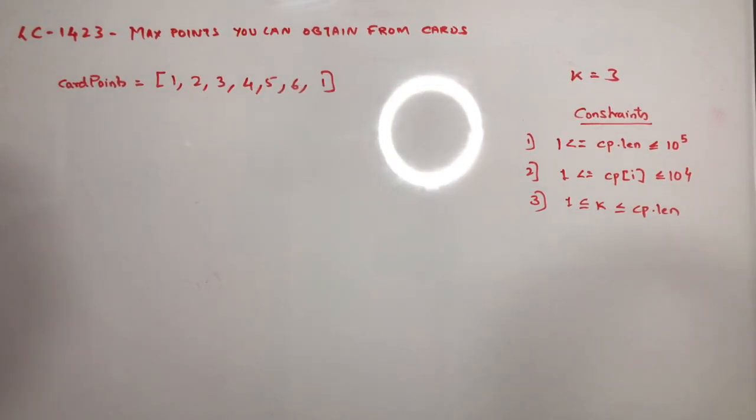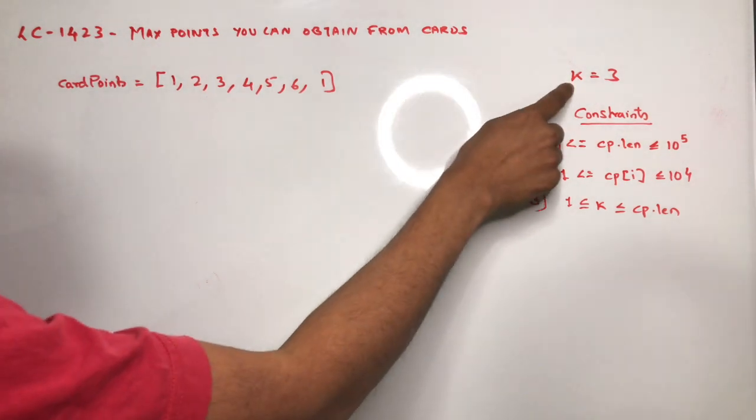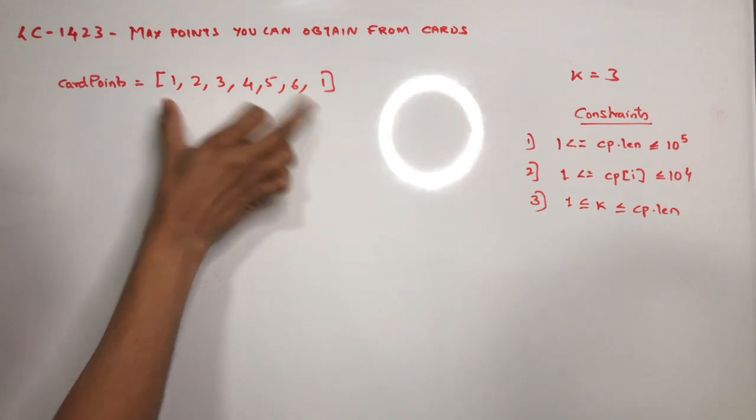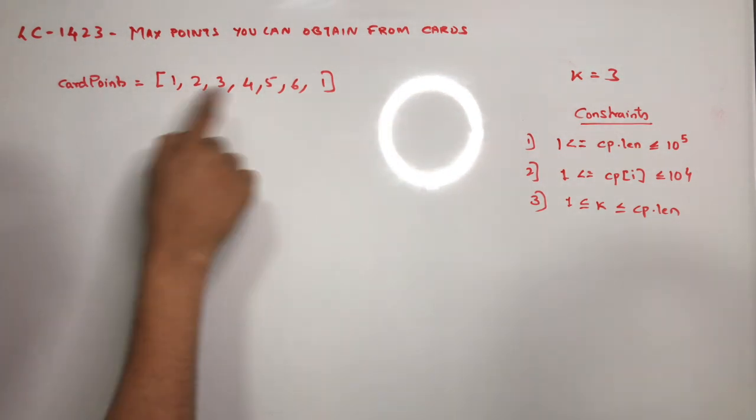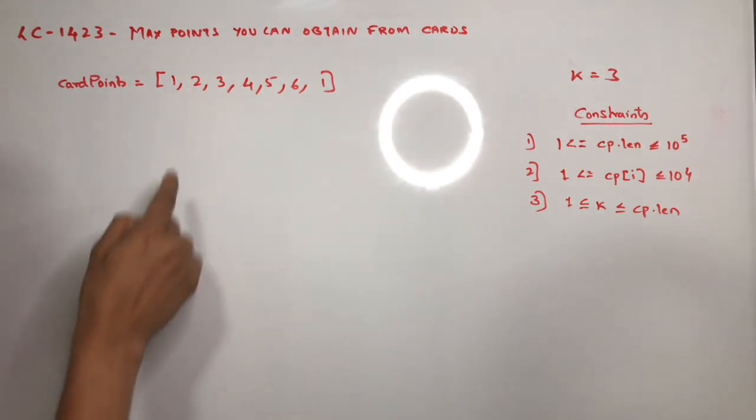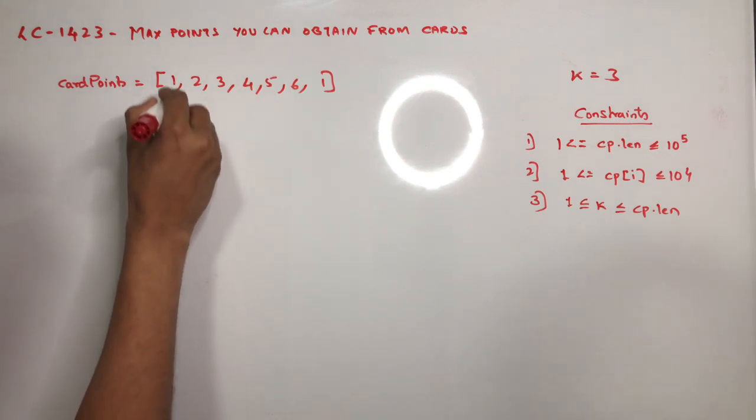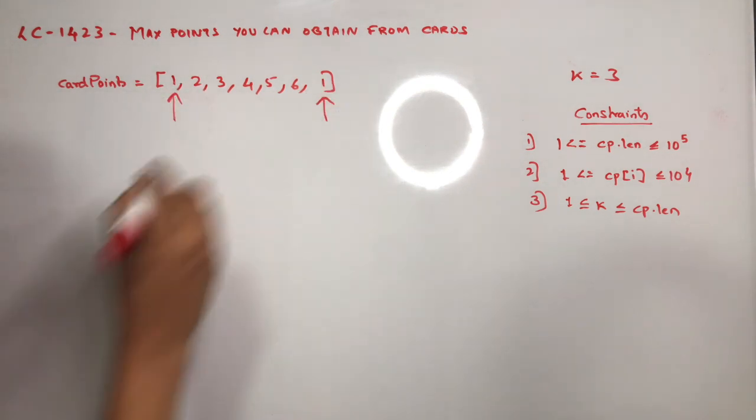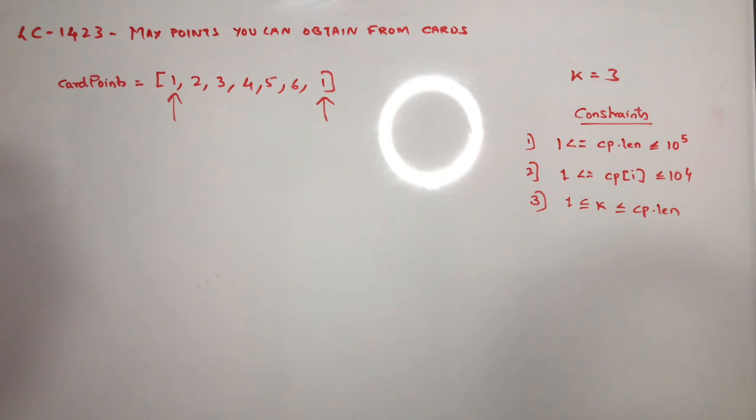Now there is also a constraint on this problem where, while picking k cards from the given list of cards, you can pick the cards in this array in such a way that you can either pick from the beginning or from the end. So that is one of the constraints that has been put on this problem.